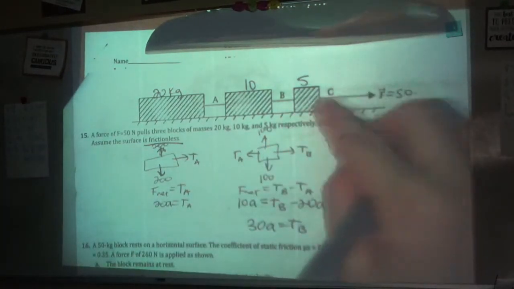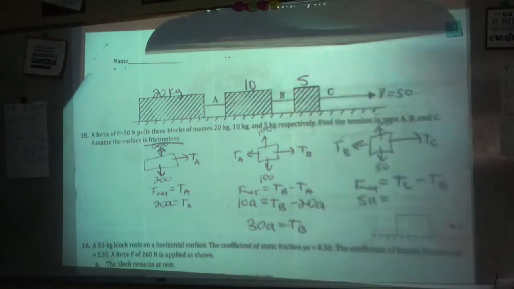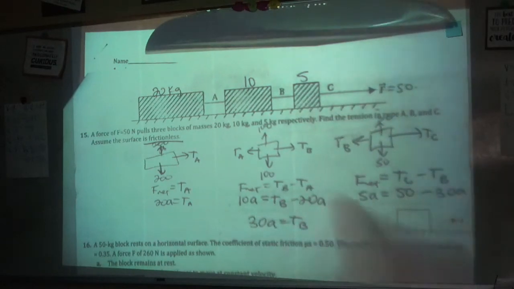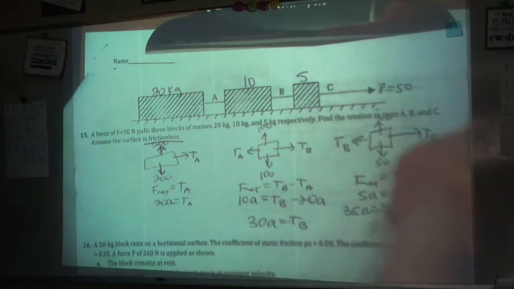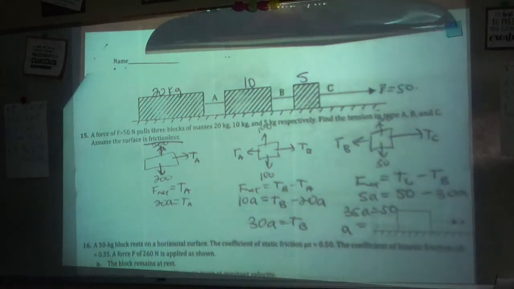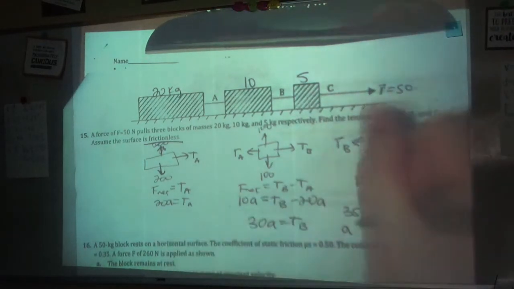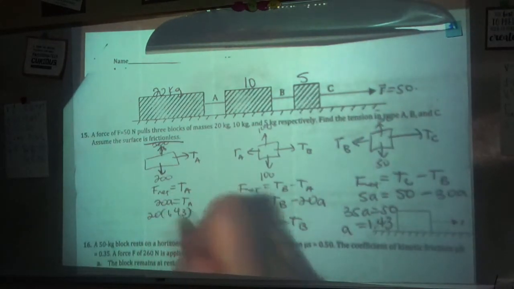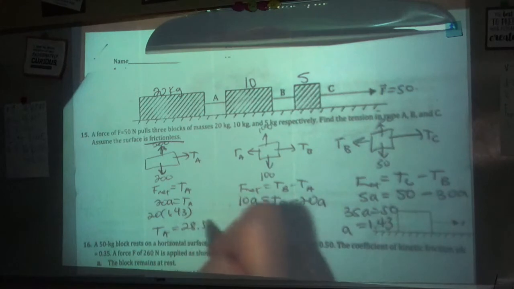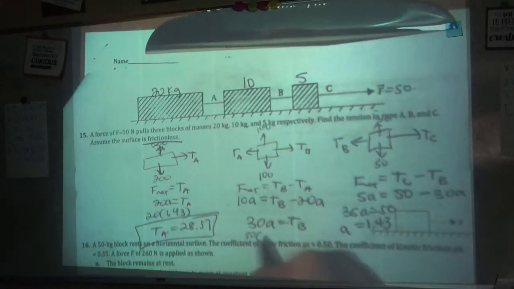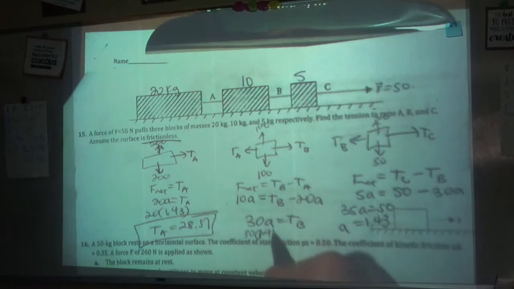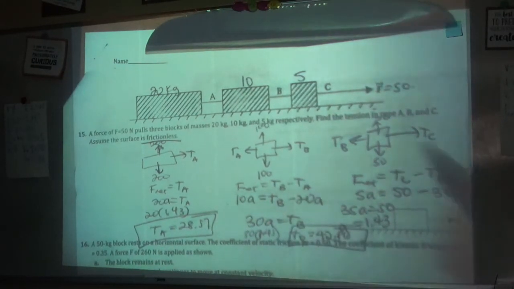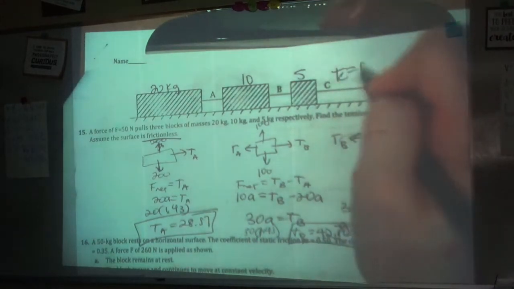There's nothing else, right? It's pulling on this rope, so tension C is 50 newtons. And TB was 30A. So add that over, you get 35A is 50. That gives me an acceleration of 1.43. And then now you just go back and replace. 20 times that would give me TA is 28.57. And 30 times the acceleration gives me TB is 42.86. And then we already said that TC would just be the 50 newtons.